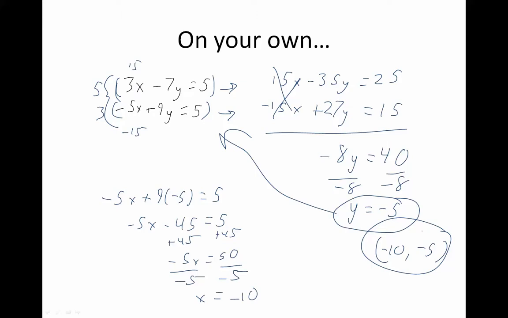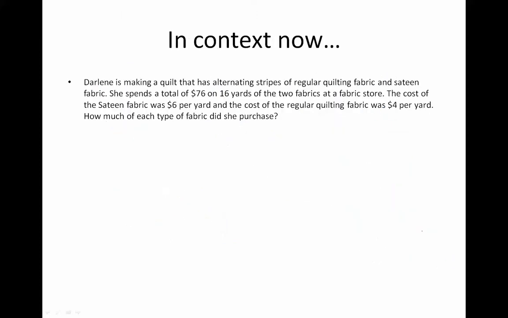Finally, the last thing that we're going to do today is look at a question in context. So Darlene is making a quilt that has alternating stripes of regular quilting fabric and sateen fabric. She spends a total of $76 on 16 yards of the two fabrics at a fabric store. The cost of the sateen fabric was $6 per yard, and the cost of the regular quilting fabric was $4 per yard. How much of each type of fabric did she purchase?